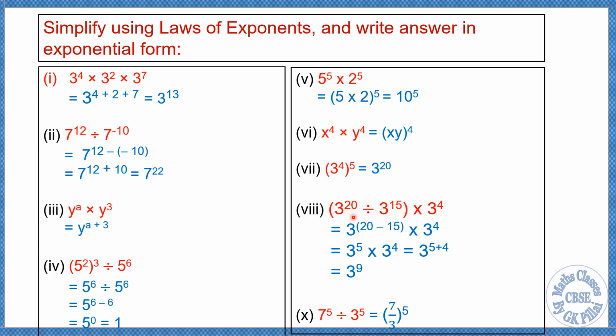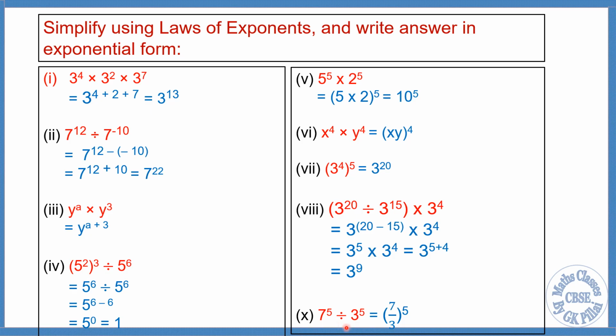Here there is a multiplication sign and here there is a division sign. So 3 to the power of 20 divided by 3 to the power of 15 multiplied by 3 to the power of 4. So this will be 3 to the power of 20 minus 15. The bases are same, powers are different, you will subtract. Don't combine this one with this one now. This will become 3 to the power of 5 into 3 to the power of 4. So you will add the powers, it will be 3 to the power of 5 plus 4, 3 to the power of 9.